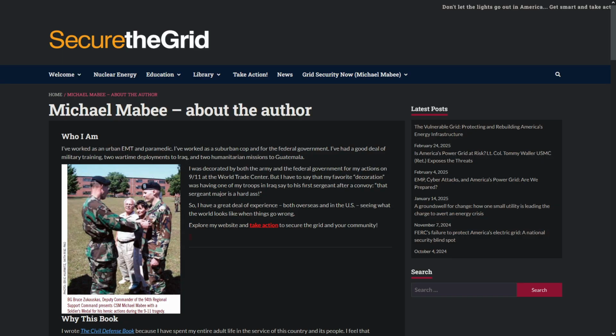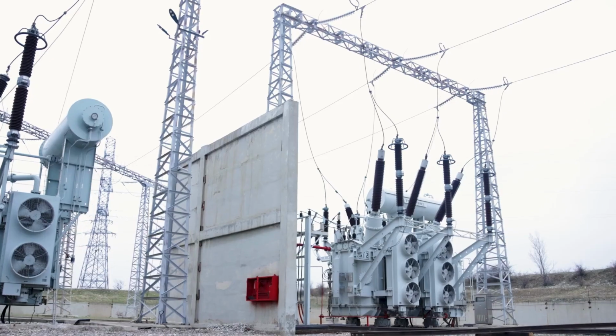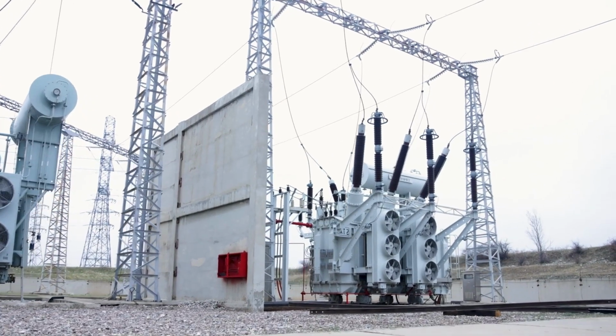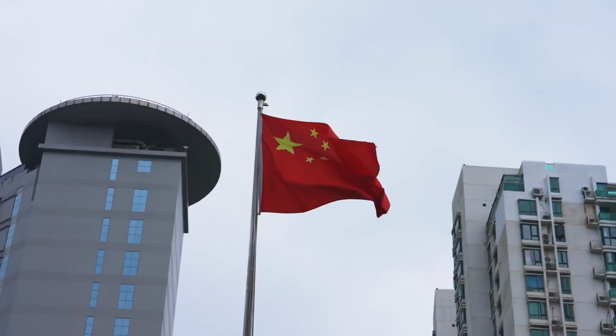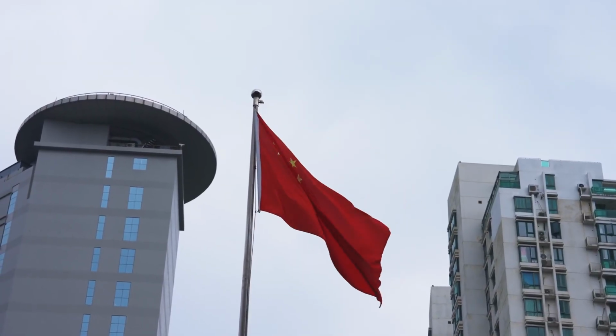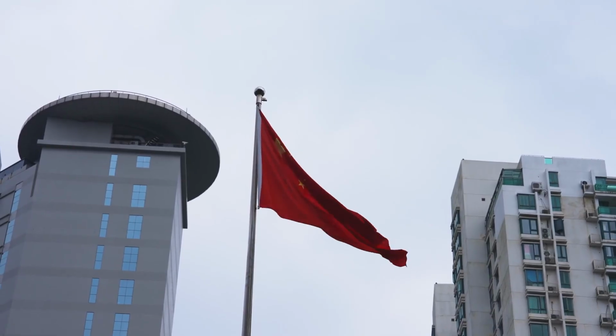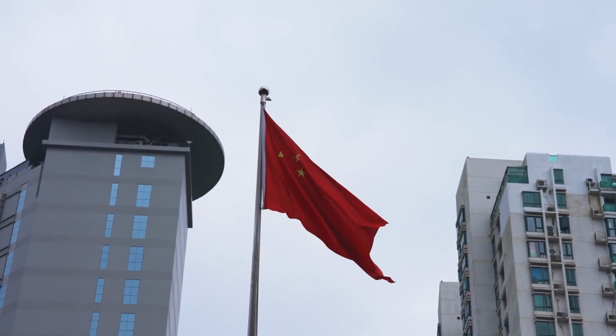Back in August of 2021, Michael Mabee filed a complaint with the Federal Energy Regulatory Commission, or FERC, about the reliance on China in manufacturing the large transformers that make up the bulk power system. This complaint was centered around the fact that the grid relies heavily on Chinese manufactured equipment with no mandatory security checks, leaving the grid vulnerable to external influence.